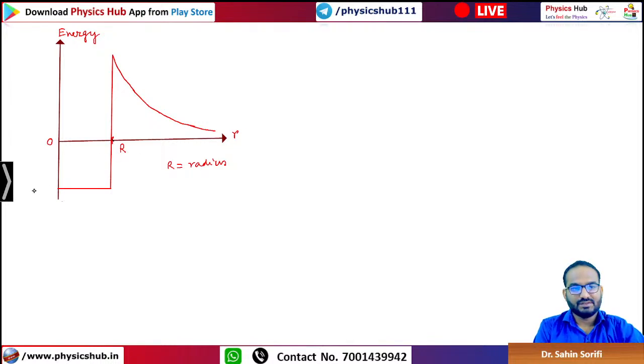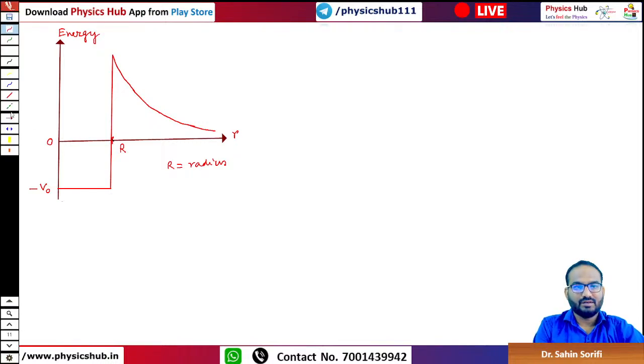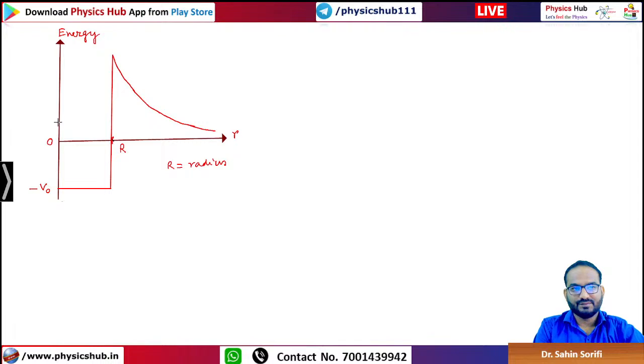Now this is, let's say, minus V0. Now the maximum, you can say, here. The alpha particle is here, it is bouncing back and forth between the walls. So because of the limitation of the alpha particle's energy, because it is 4 to 9 MeV, it cannot escape.